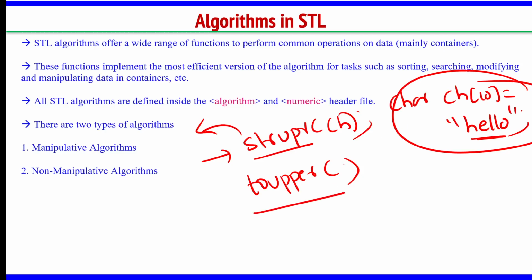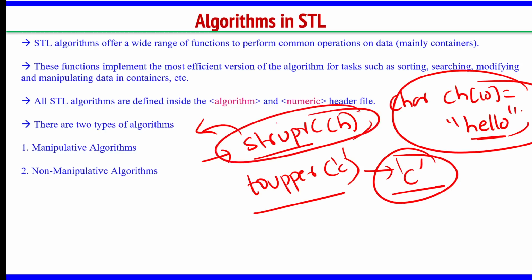toupper means if there is a character small c, it makes that capital C. It modifies the content. Here it is not modifying the actual content, it is converting and giving it to you, whereas here it is converting and modifying it in memory. So, this is not touching anything in memory, this is touching memory. Based on that only we have manipulative and non-manipulative algorithms.